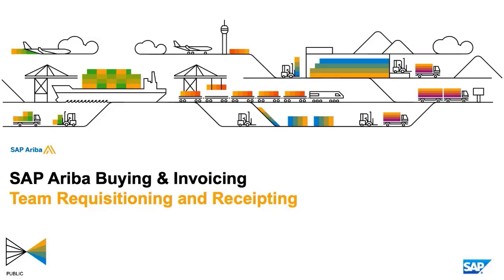This is a do-it-yourself video on the Team Requisition and Receipting feature. This feature enables a user who is defined as a team member in a preparer's user profile to access the requisitions created by the preparer, including requisitions that are in composing state.